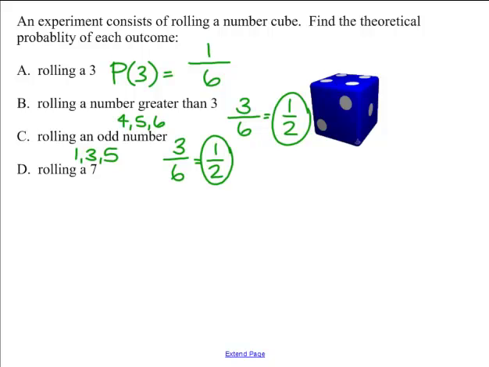Rolling a 7. There is not a 7 on the dice. So that means that it doesn't matter how many times I roll it, I am not going to get a 7. So the probability of rolling a 7 is 0. Never going to happen.